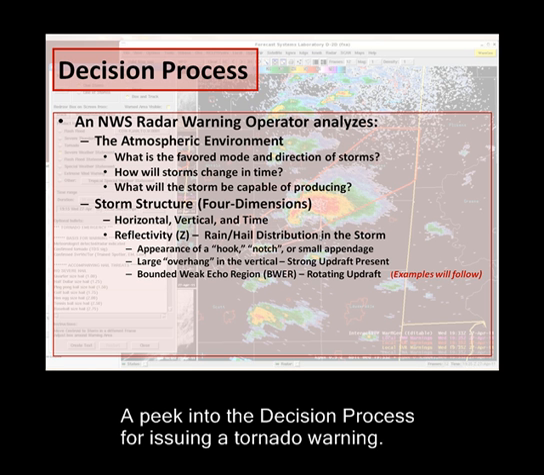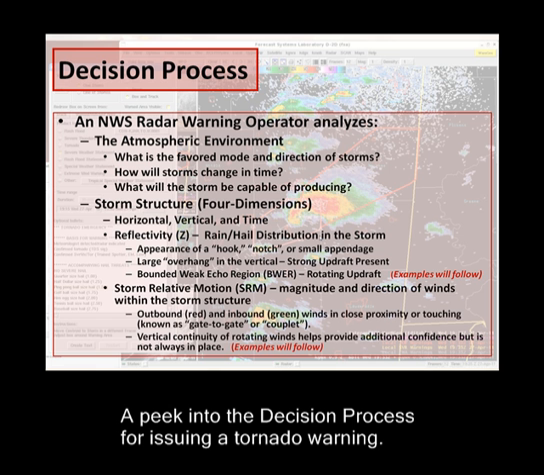A large overhang of reflectivity in the vertical indicates a strong updraft is present. The presence of a bounded weak echo region indicates a strong rotating updraft. In conjunction with reflectivity, they will also look at storm relative motion, or SRM, which is the magnitude and direction of winds within a storm.